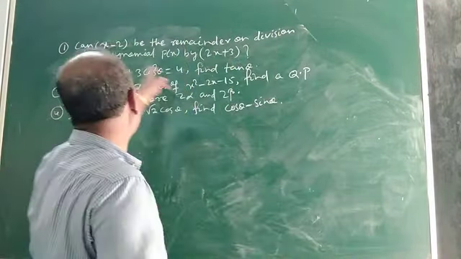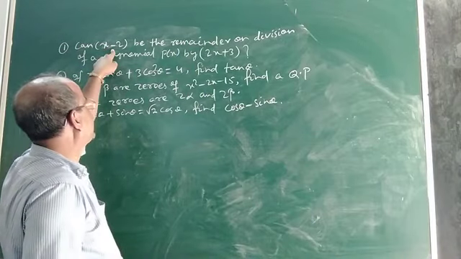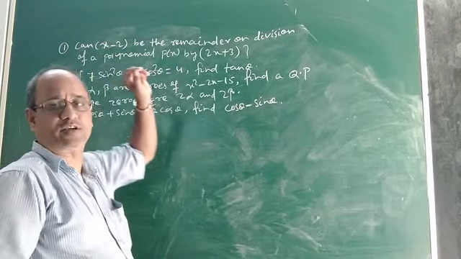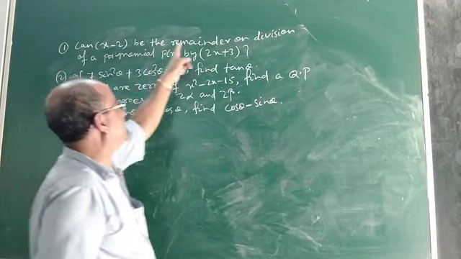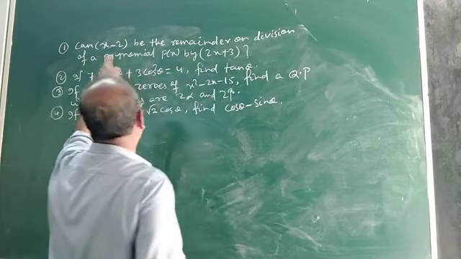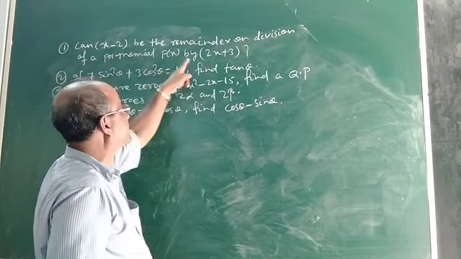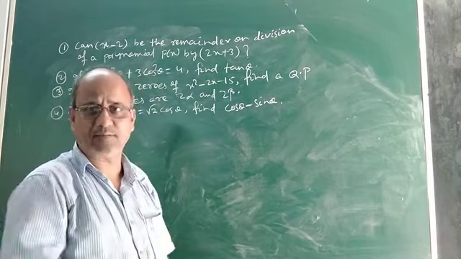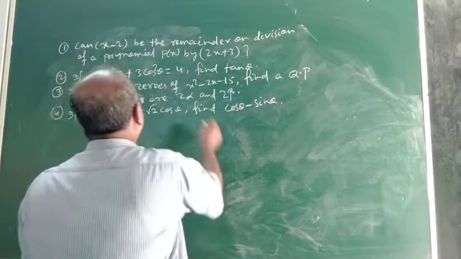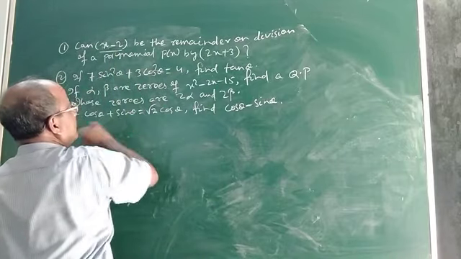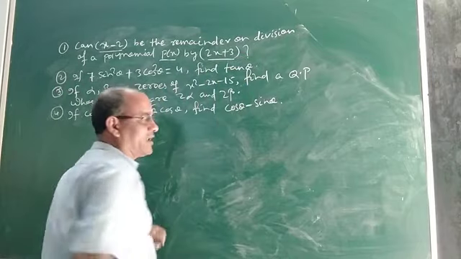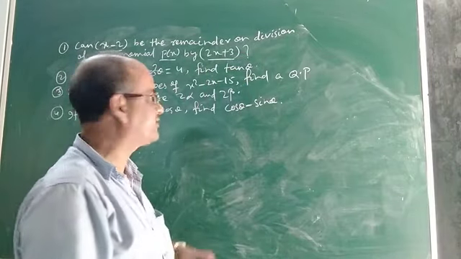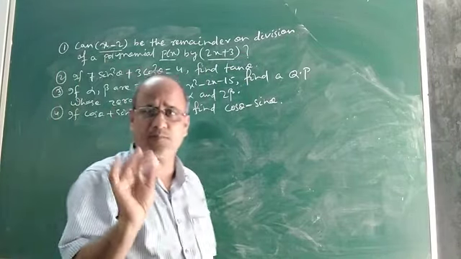Suppose you are given a polynomial, say x minus 2. See, this is a question on the chapter polynomials. Can x minus 2 be the remainder on division of a polynomial p of x by 2x plus 3? So what is the meaning of this question? In this question, x minus 2 is a polynomial, p of x is another polynomial, and 2x plus 3 is another polynomial. The question is on the division algorithm for polynomials.